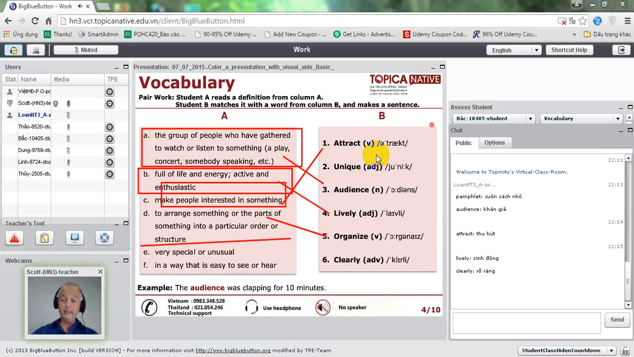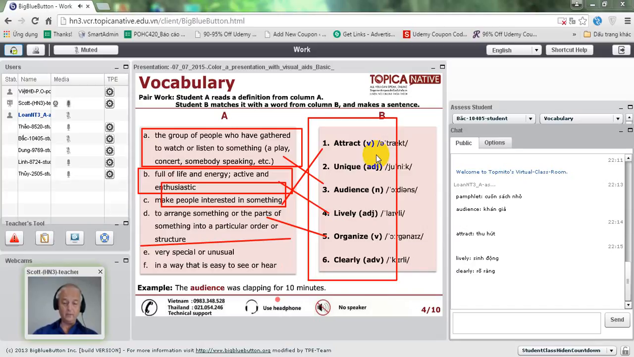Now, at the beginning of the class, I told you that we were going to learn 6 new words. All right, so there are the 6 new words that we just got done learning. Attract, unique, audience, lively, organize, and clearly. So you learned 6 new words, and you all made very, very good sentences. I loved your sentences, really. They were awesome.